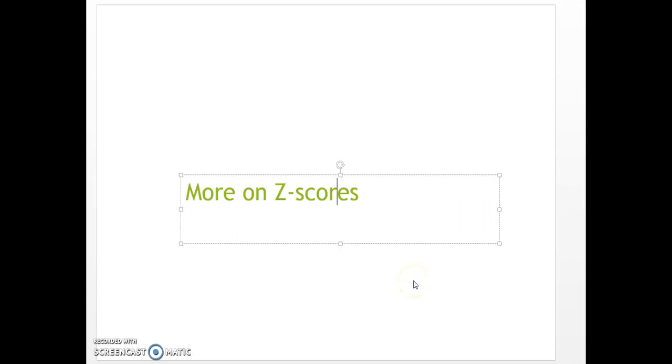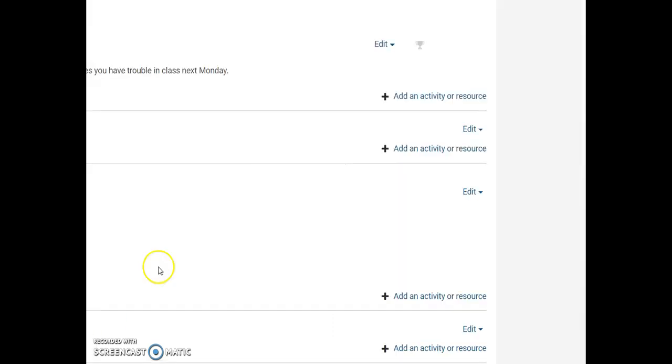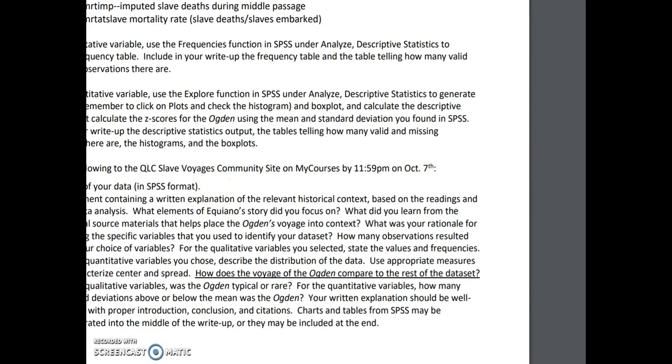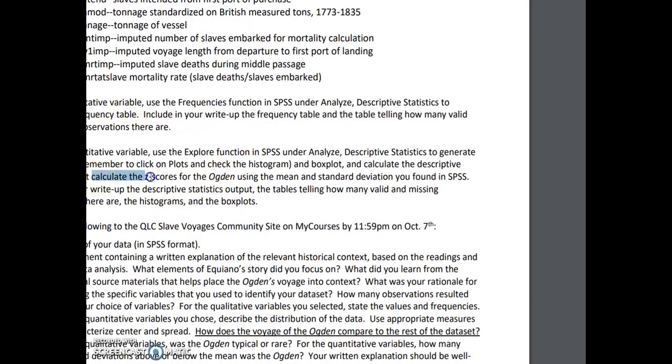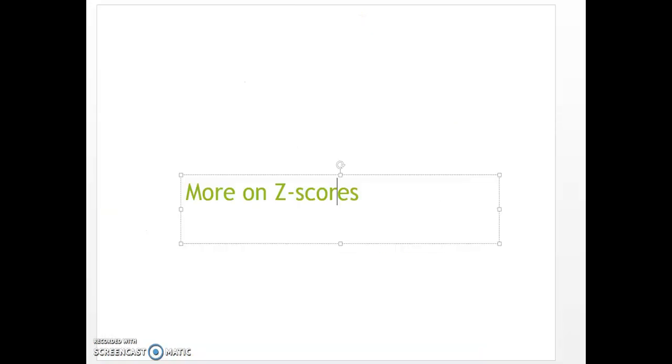Okay, everybody, we're going to do one video today for the z-scores, which will be discussed for your second integrative assignment. In your integrative assignment, you'll be asked to calculate the z-scores for the voyage octon using the mean and standard deviations you found in SPSS. So I'd like to do more on the z-score right here real quick.